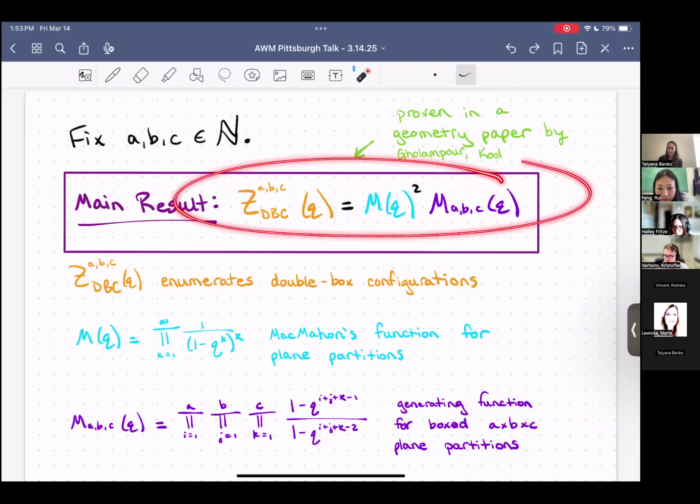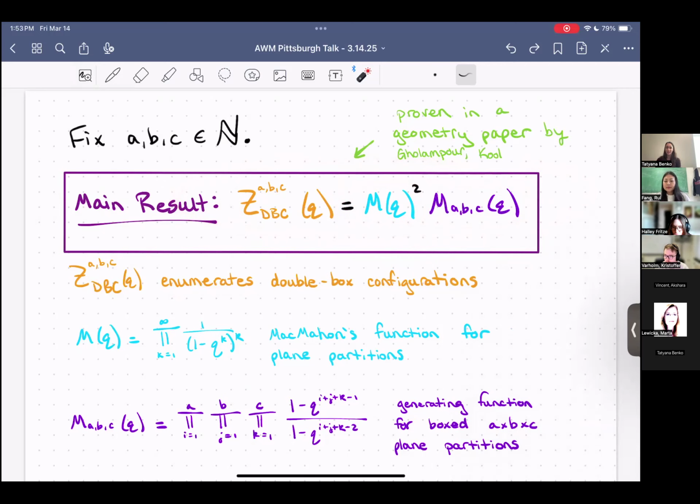This equality of generating functions is given in a geometry paper by Gullimpur and Poole. And what we're going to do is give a combinatorial proof of it.